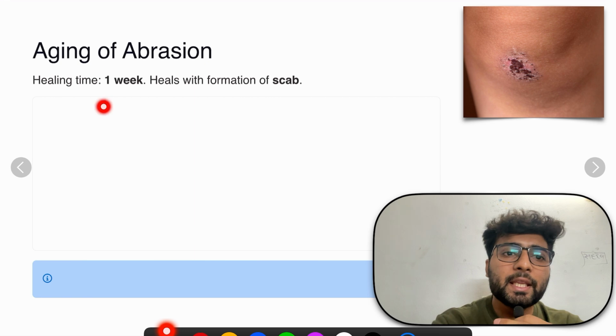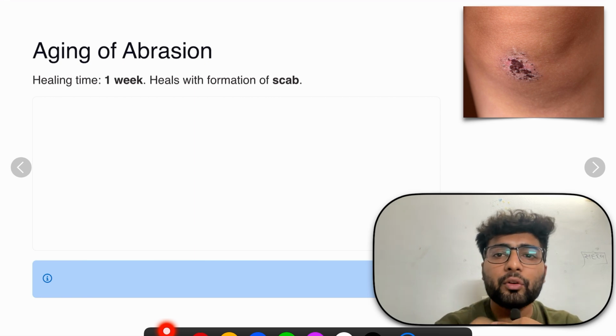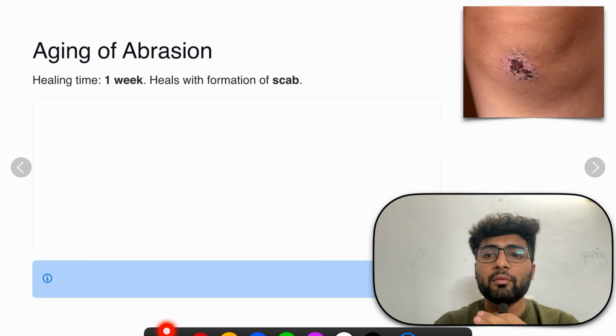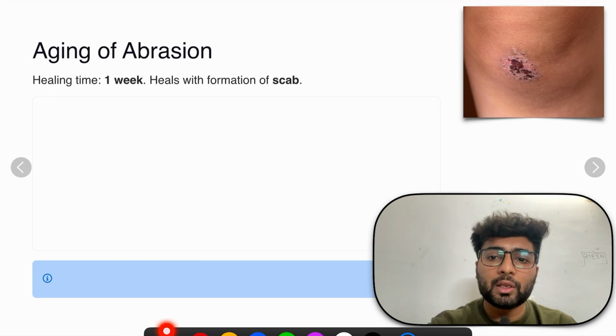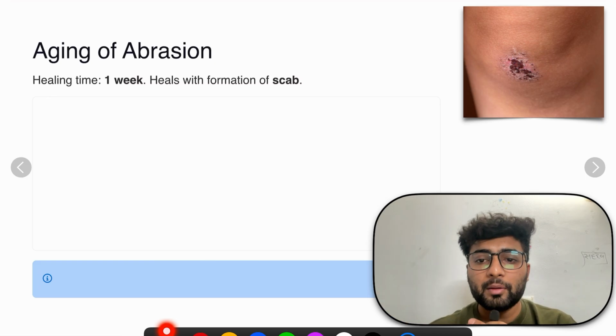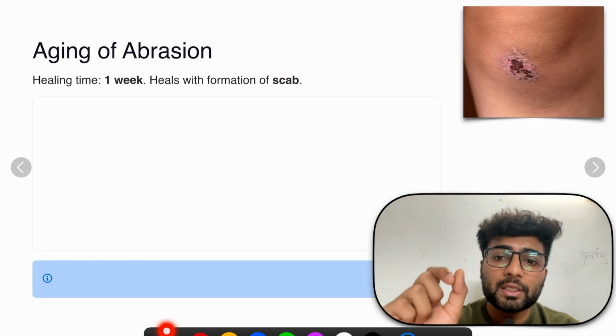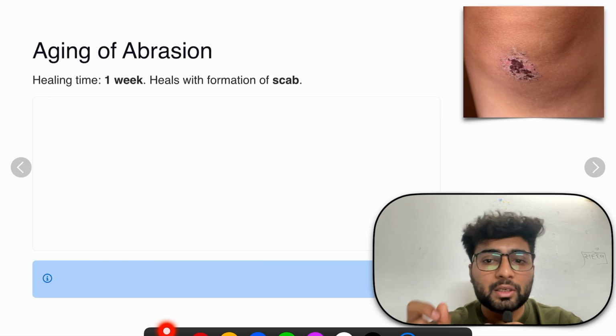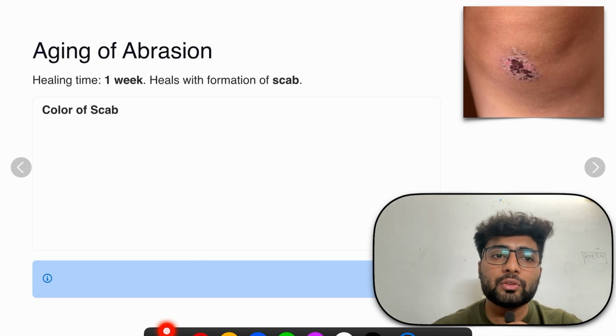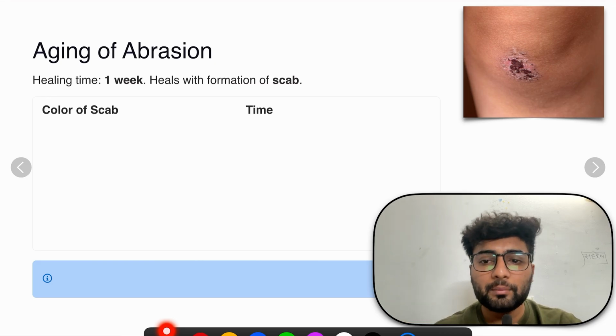So we'll see it heals in 1 week with the formation of a scab. Then after 1 week, this scab will dissolve and there will just be this hypopigmented skin area. But till the time the scab was there, from its color I can say how much time ago the abrasion occurred. So color of the scab gives the time, right?